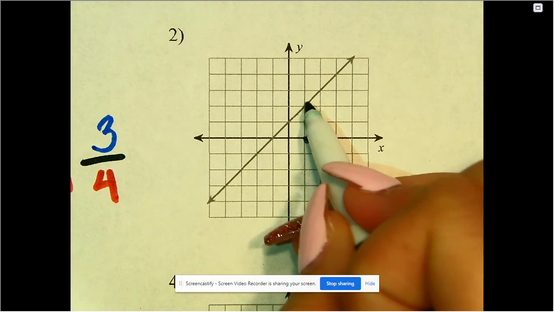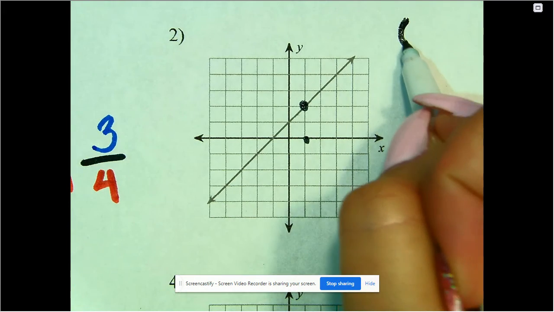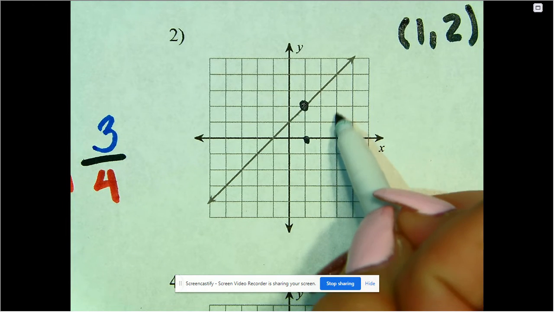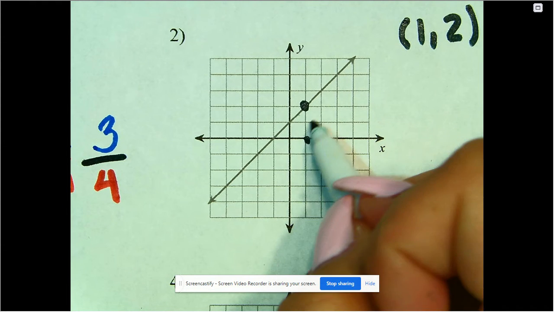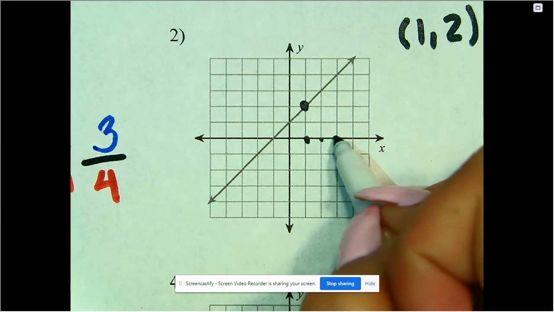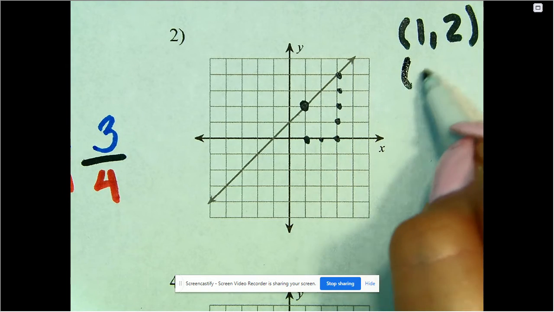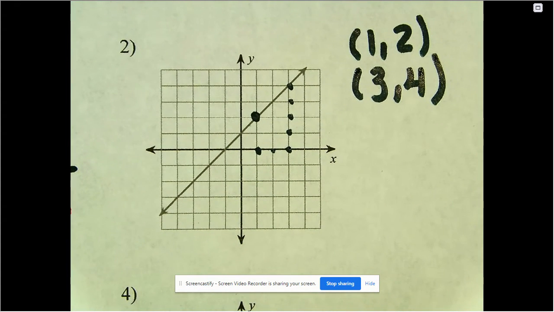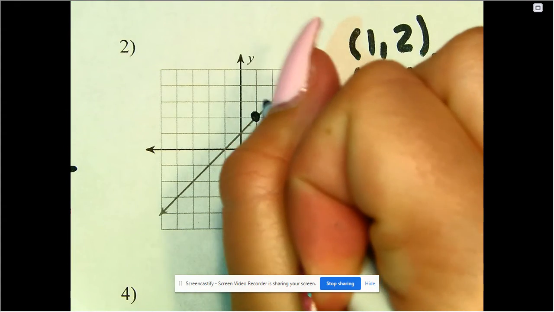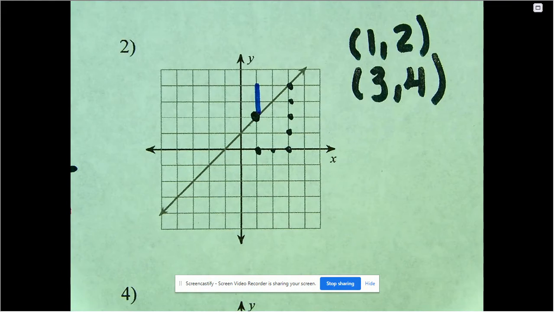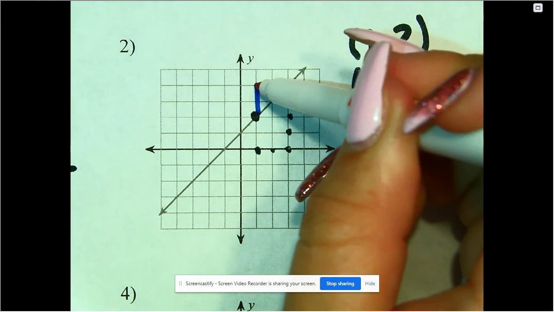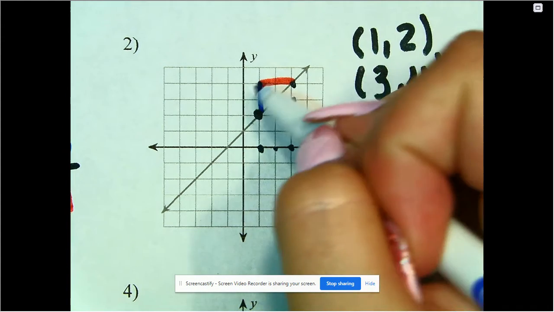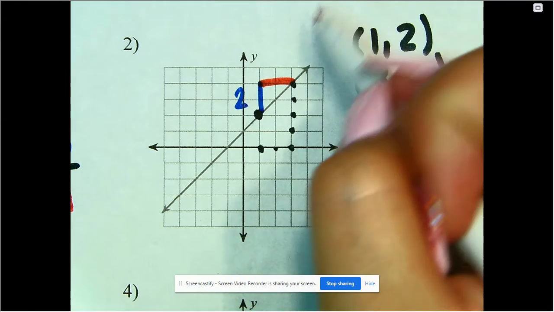So this one would be 1, 2. Let's just say I'm going to use the point over 1, up 2, and then over 3, up 4. Let's use the point 3, 4. Those are the two points that I decided to use, and now we need to find the slope, which is rise over run. As I rise up, I rose 2, and I ran 2.